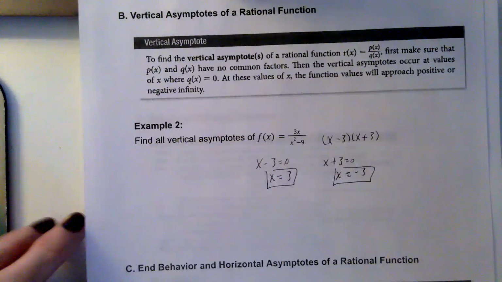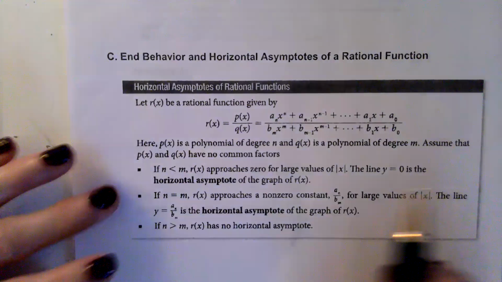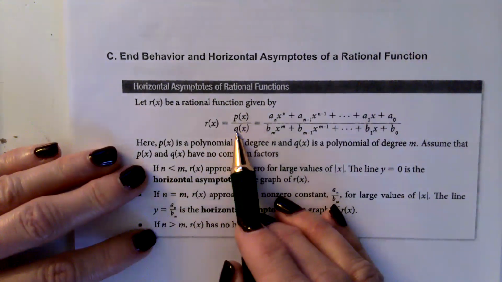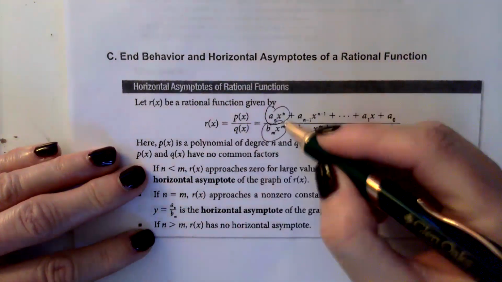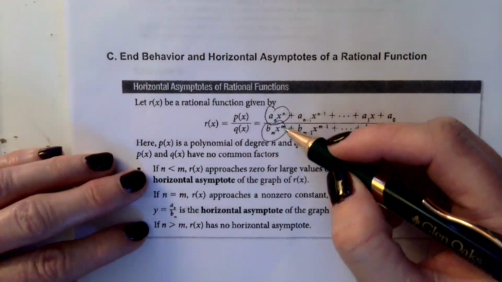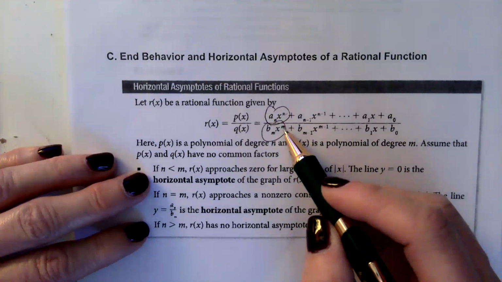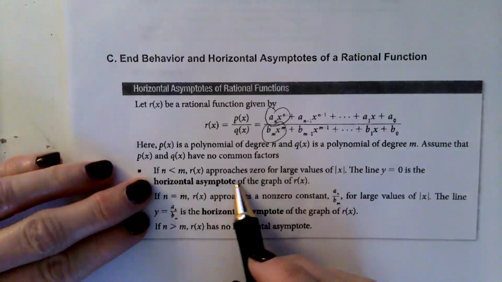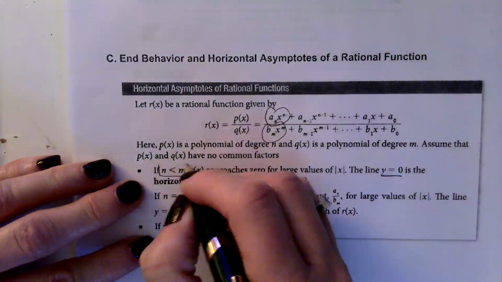The end behavior and horizontal asymptotes of a rational function are something else we need to look at. We've looked at the vertical asymptotes. If we have a polynomial P over a polynomial Q, then we look at the leading term on each, the highest degree. The highest degree on the numerator is going to be n, and the highest degree on the denominator is going to be m. If the numerator degree is smaller than the denominator, it's going to approach 0. We've already talked about that. So there's a horizontal asymptote at y equals 0, if n is less than m.